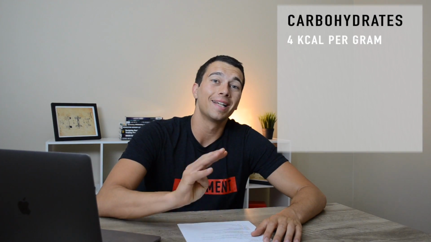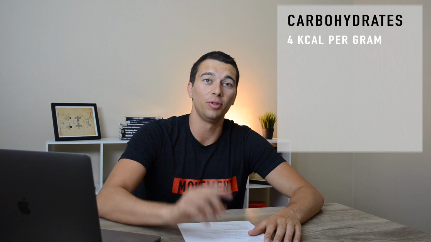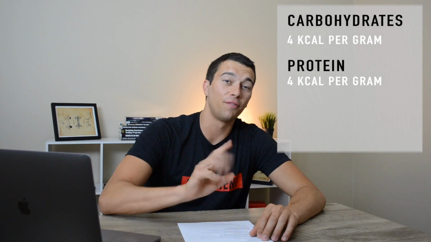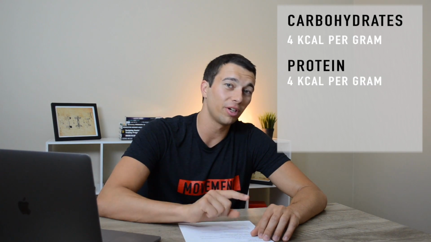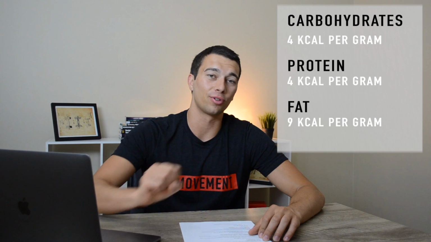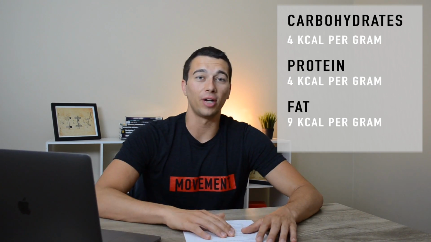So, what we need to know about these guys, carbs are 4 calories per gram. So if we have 1 gram of carbs, it's 4 calories. Protein is 4 calories per 1 gram. So 1 gram of protein, 4 calories. Fat is 9 calories per gram. So let's go ahead and dive right into a question.